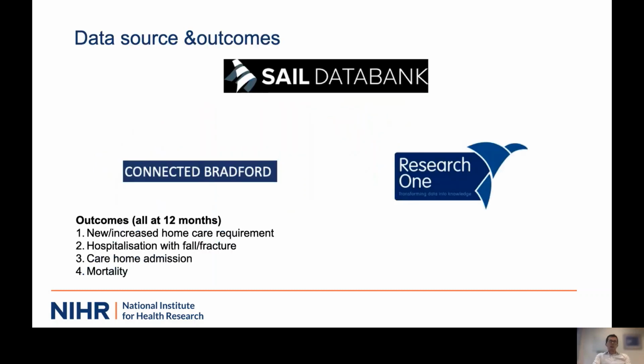We've done a huge amount of work using these 3 data sources, the SAIL data bank, which is drawn from the population of Wales, alongside a local data set in Bradford, and also the Research One primary care data set. All the outcomes that I've specified we're measuring at 12 months.